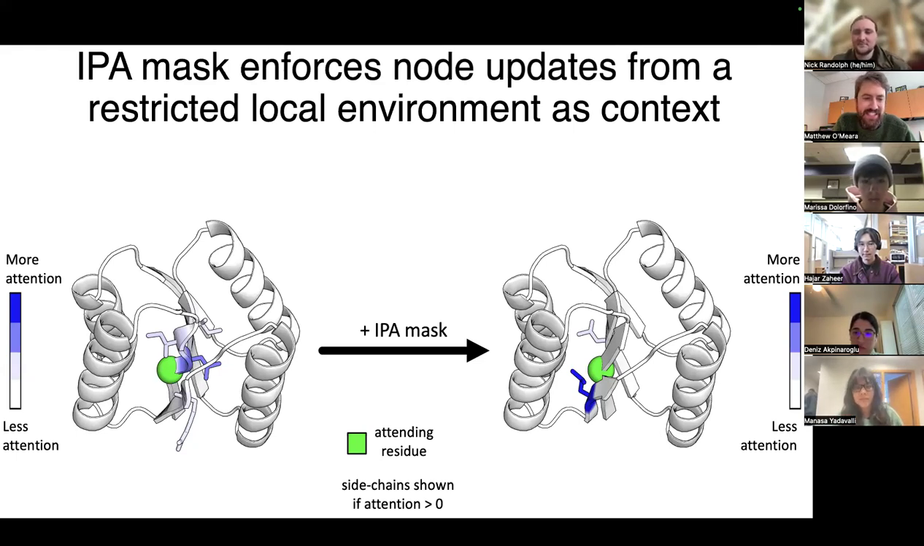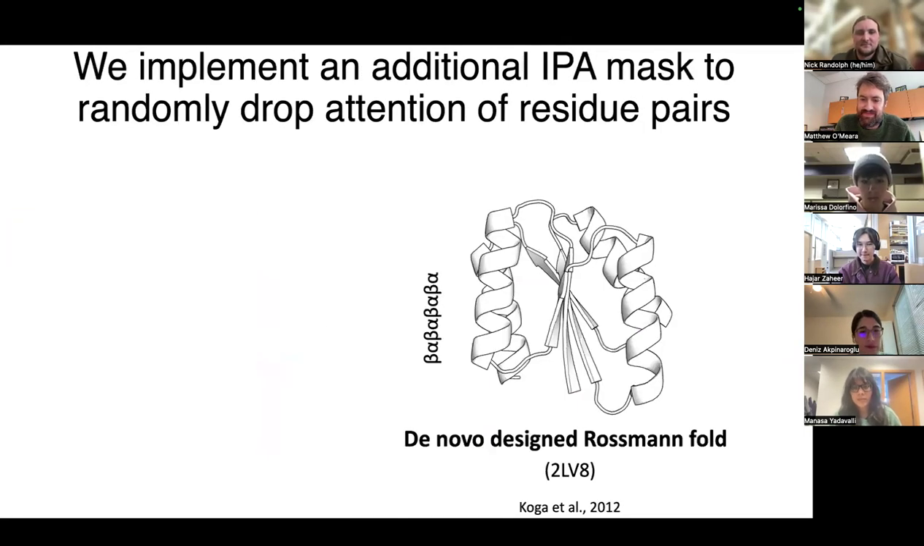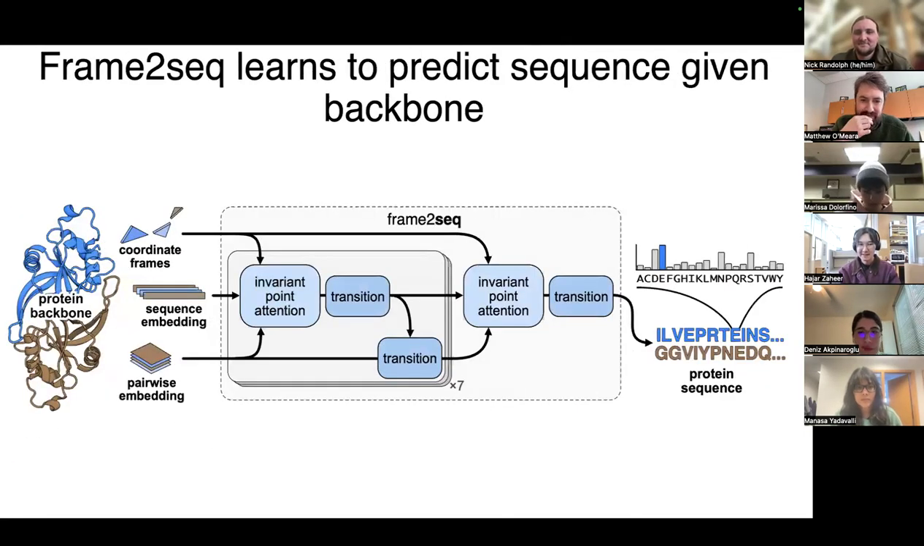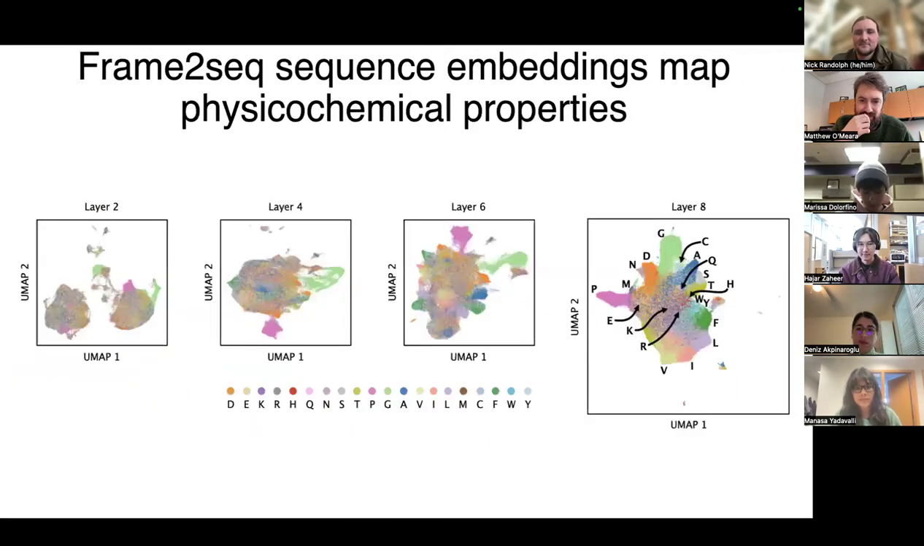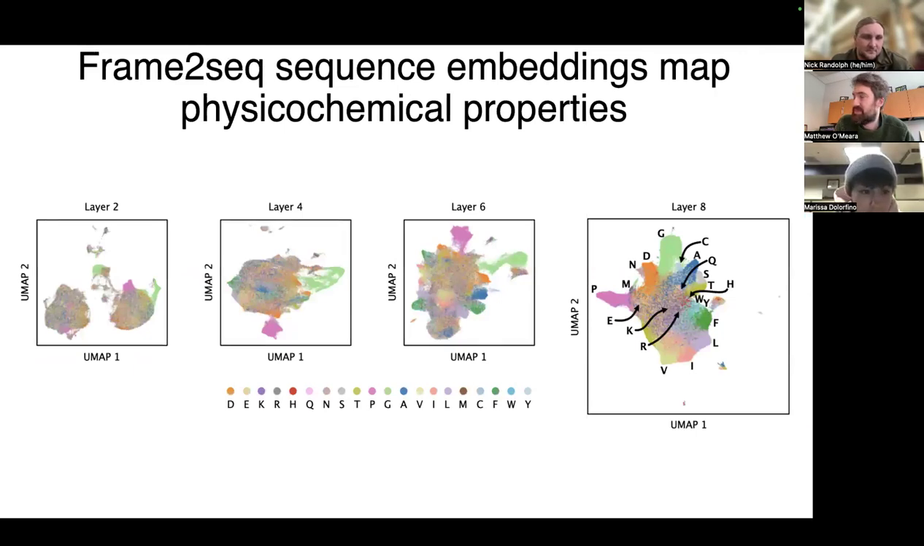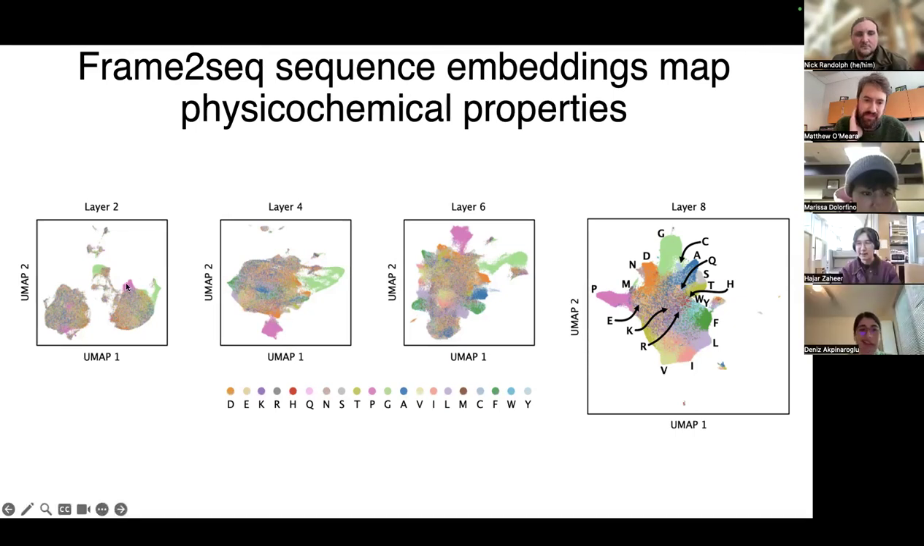More questions? I'd like to ask a question about the UMAP projections. Awesome talk, by the way. Thank you. So in layer 2, do you know what the two distinct blobs might represent? Would it be like secondary structure?